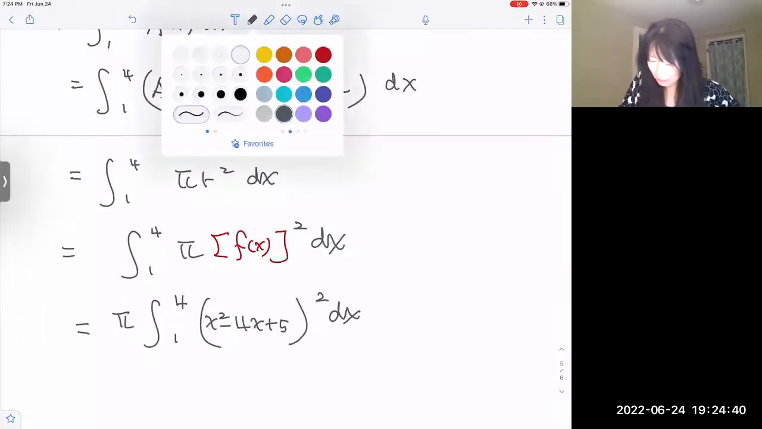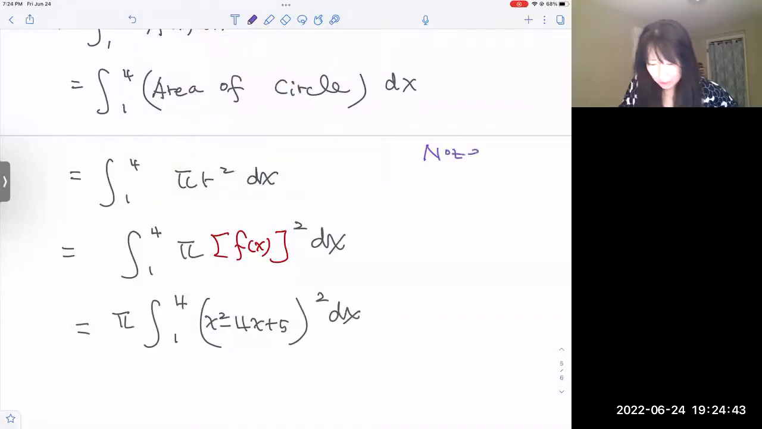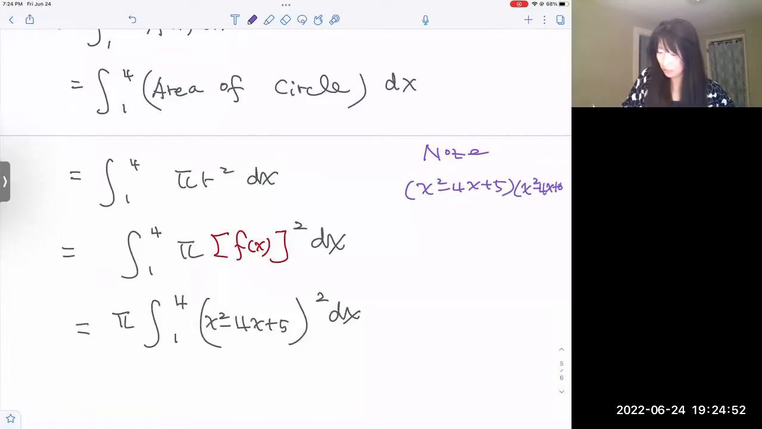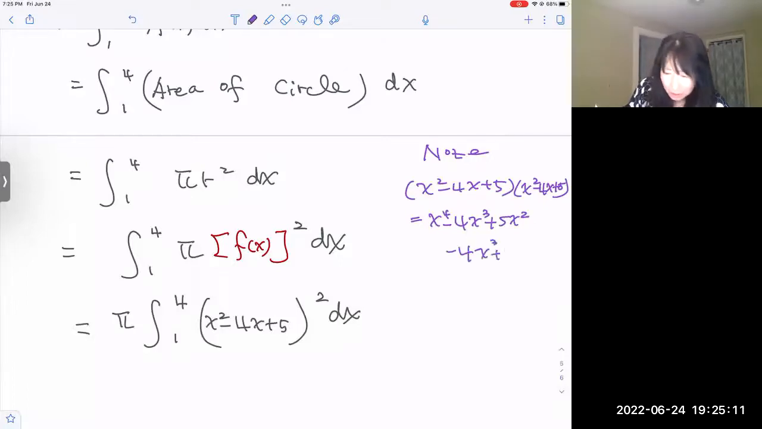Let me write down for you. Note x squared minus 4x plus 5 times x squared minus 4x plus 5. Okay, I have this one, x to the 4th power. Can I just write down the answer? Or just work everything? 5x squared minus 4x to the 3rd plus 16x squared plus 20x and 5x squared minus 20x plus 25. I got this one, okay?